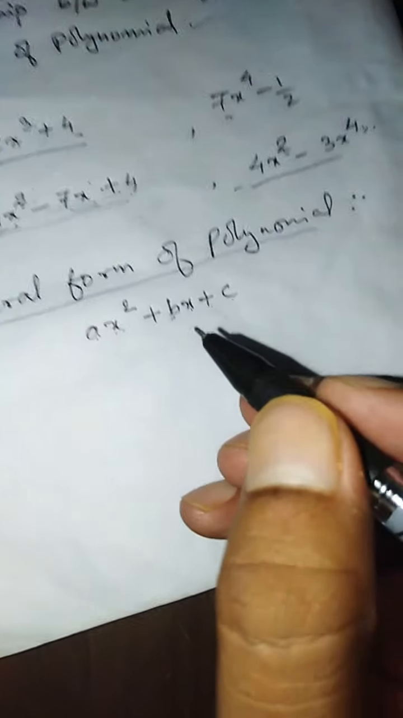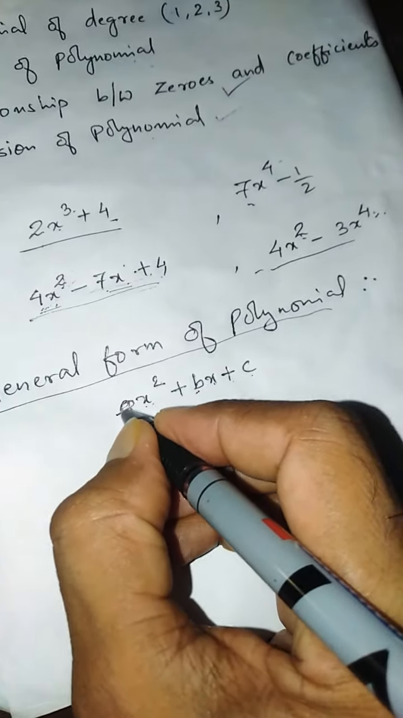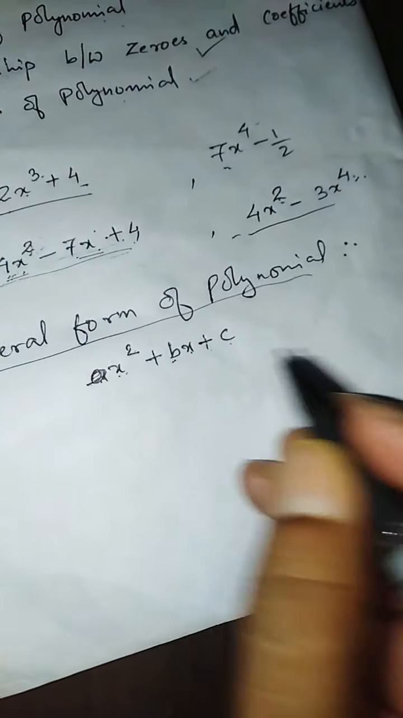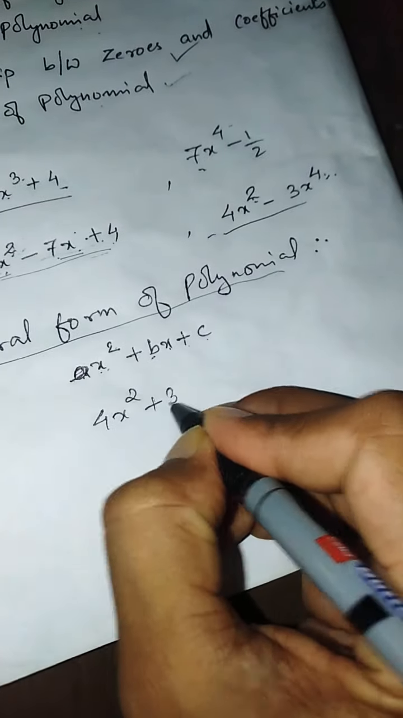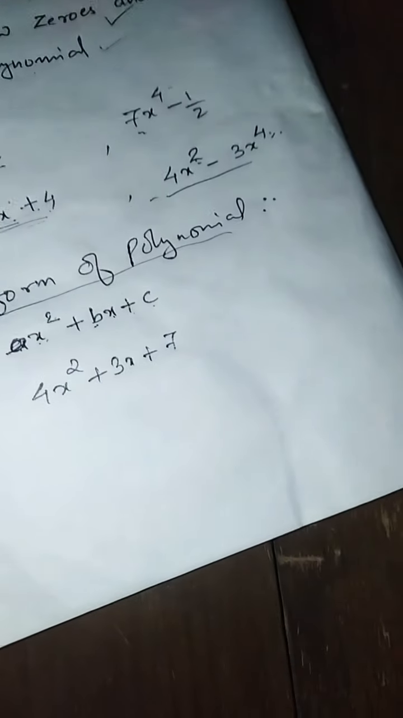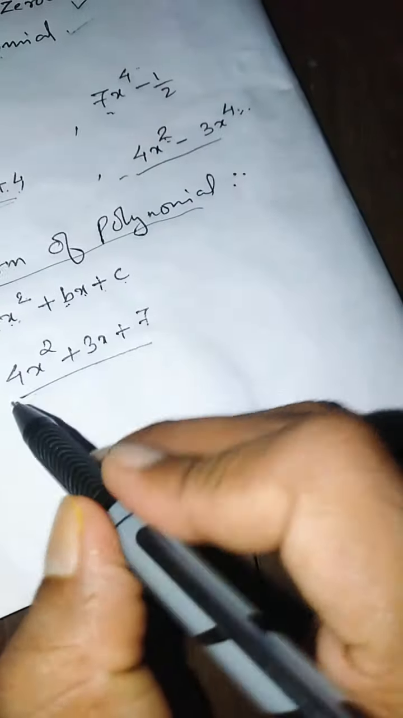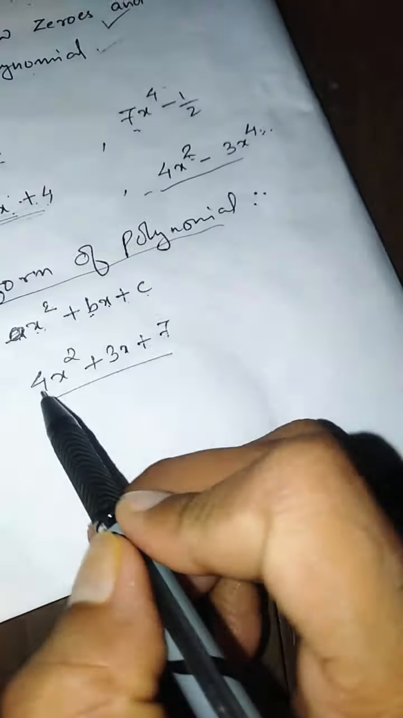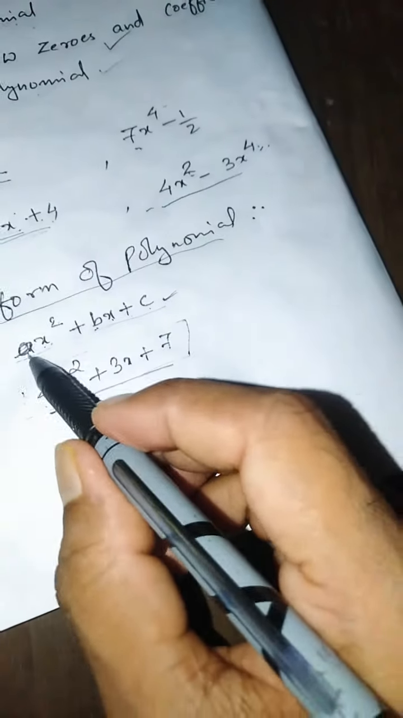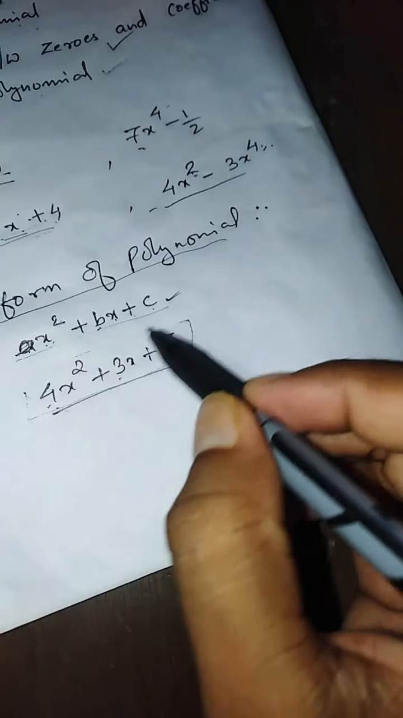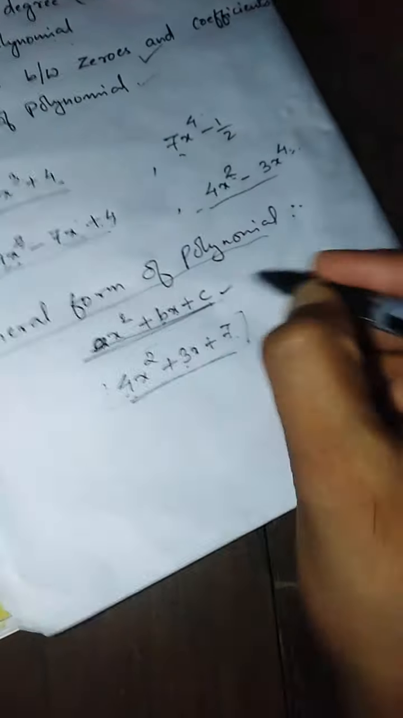This can be explained more by taking example. I don't want to go in detail, even though I will take one more example. Suppose I write 4x2 plus 3x plus 7, and question is asked what is the value of a in this polynomial. Then your answer should be 4, because if you compare this polynomial with the general form, the value of a comes 4, value of b comes 3, and value of c comes 7. Okay, this is your formula, note it down.